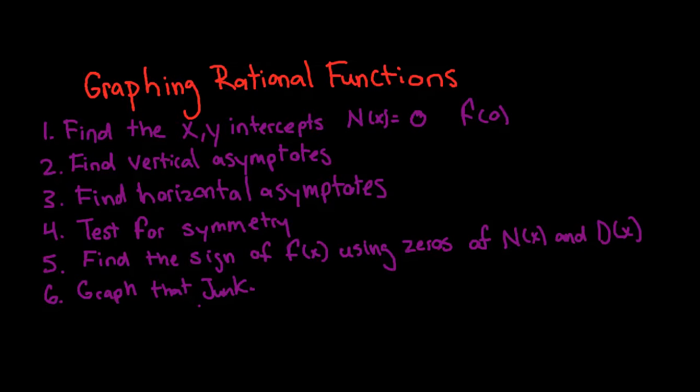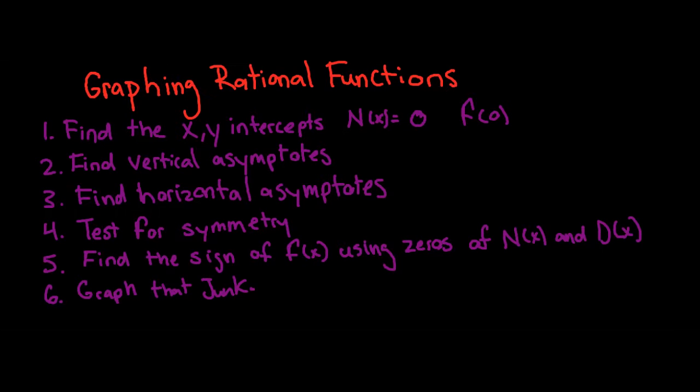And there's a 6-step process that is used to graph functions. You can do this in any order pretty much, except for the last two. But the first thing, let's just talk about them. The first thing to do is to find the x and y intercepts, and we do that by finding the zero of the numerator. So when the numerator is equal to 0, that's when the x value is going to be equal to 0.